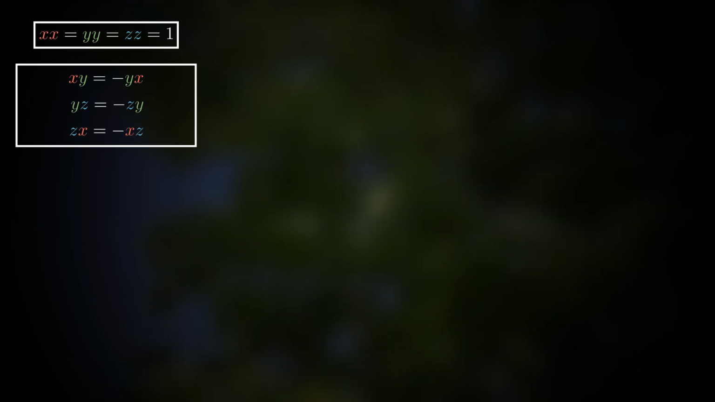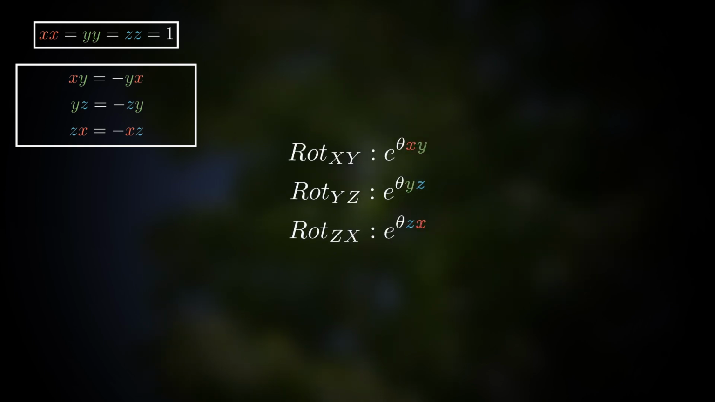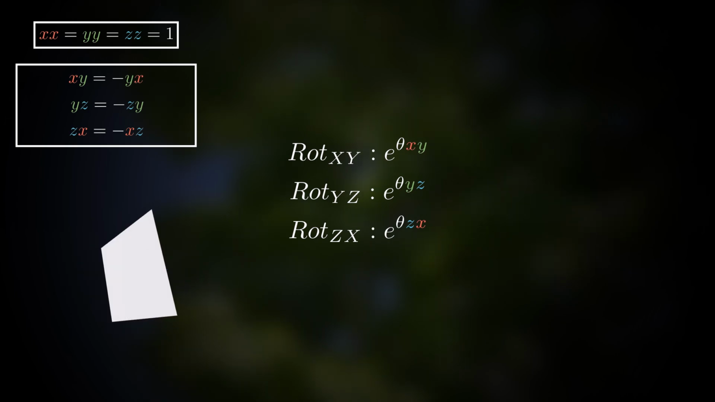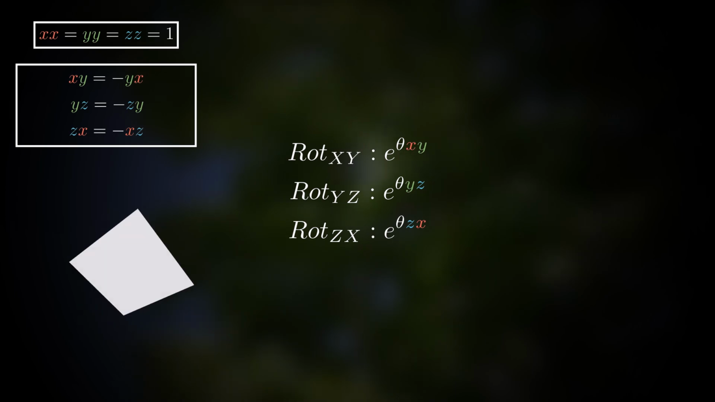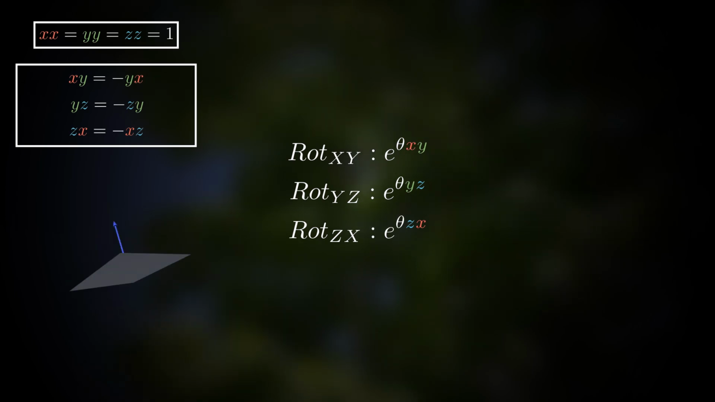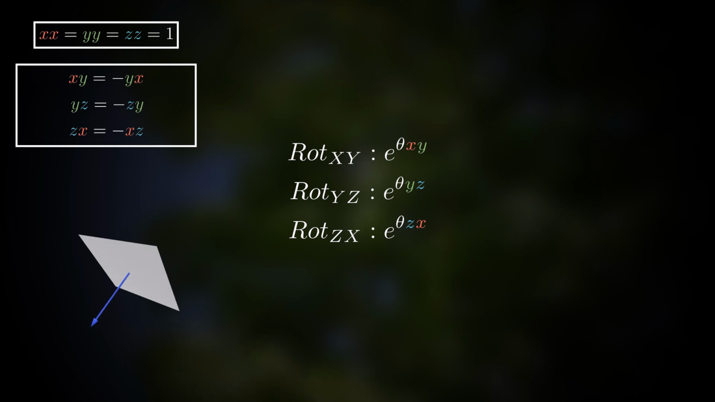Remember how rotation operators only had an xy term in 2D? Well, that's because we only had one plane of rotation in 2D, and that was the xy plane. Now we can also rotate around, for example, the yz plane with e to the theta yz, and also around zx with e to the theta zx. But there aren't just three planes in 3D, there are infinitely many planes. The three we have here can be thought of as the unit planes.